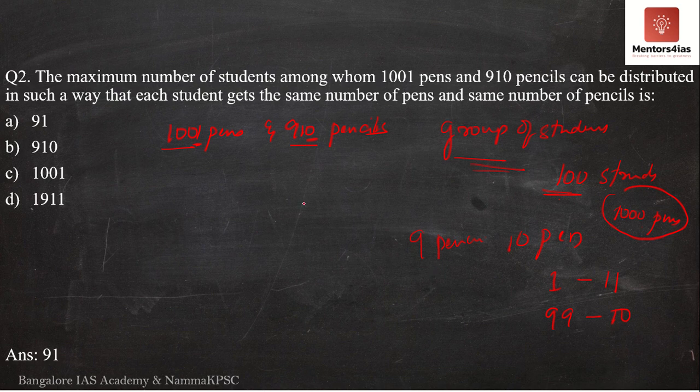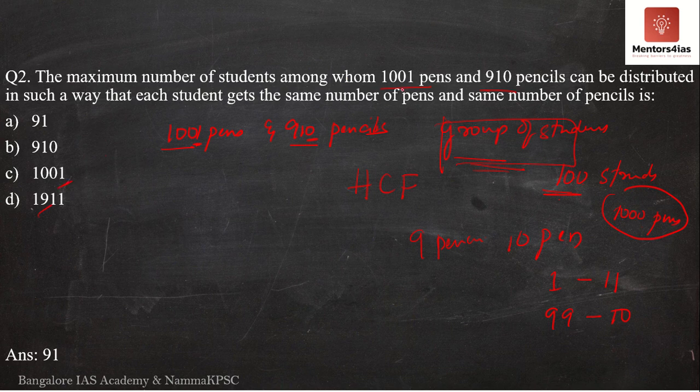Okay, once again here I have to find out the HCF, meaning a number which will represent the group of students which can divide both 1001 and 910 pencils. Again I will cross check from the options itself. Now this is very simple. Over here I don't even have to divide anything. Obviously this is a value greater than all three. I don't have to do it.